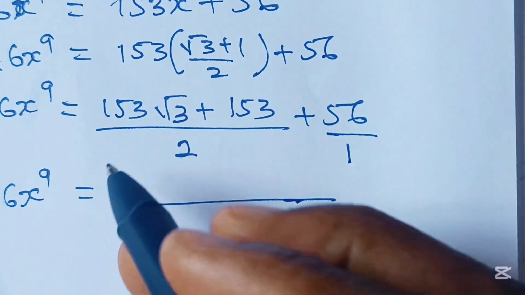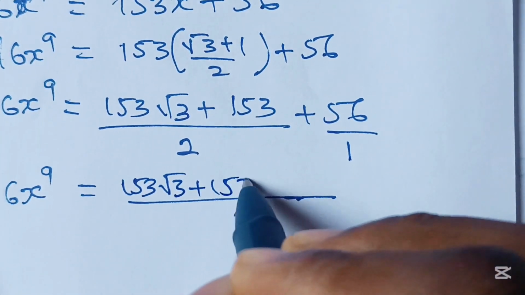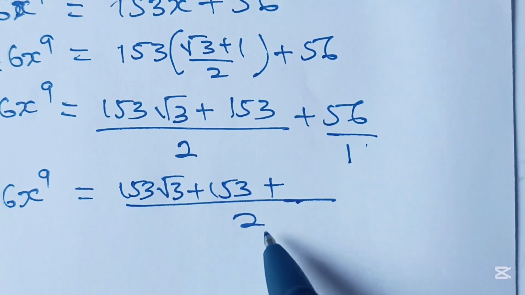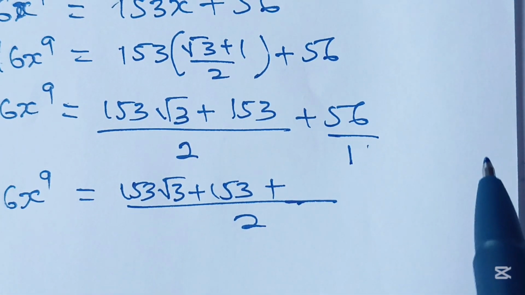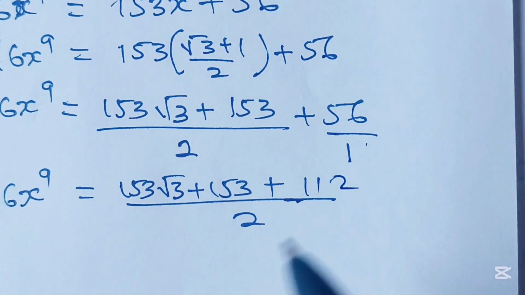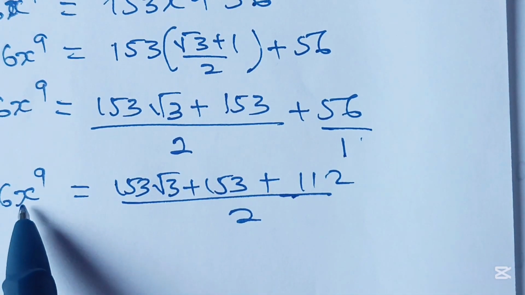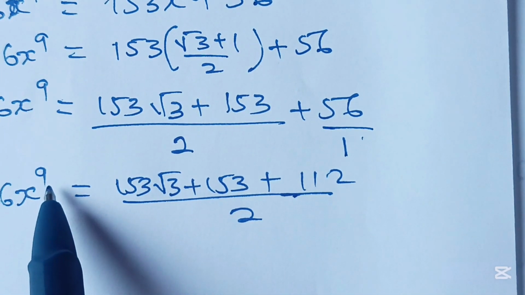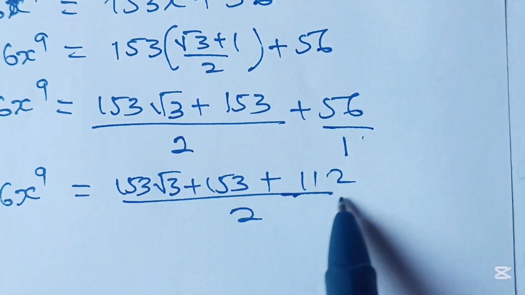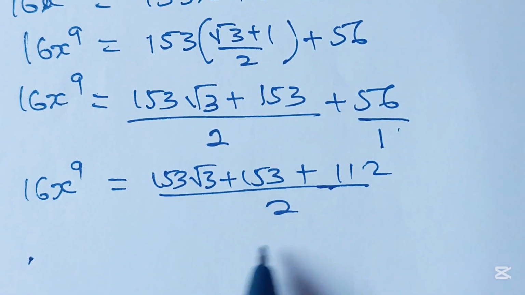1 times everything here will give us the same thing. 153 root 3 plus 153 plus, when 1 divides 2, we still have 2. 2 times 56 will give us 112, right? So we have 112. All right. Now, remember that we are looking for x to the power of 9. So we are going to divide both sides of this equation by 16, which is the same thing as multiplying both sides by 1 over 16.